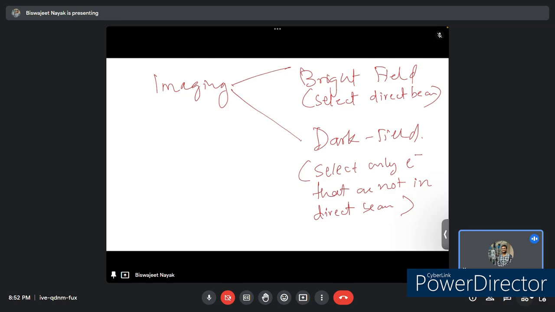So whatever images we get, we detect it through detectors. There are different kinds of detectors present. We'll discuss it in the next class.